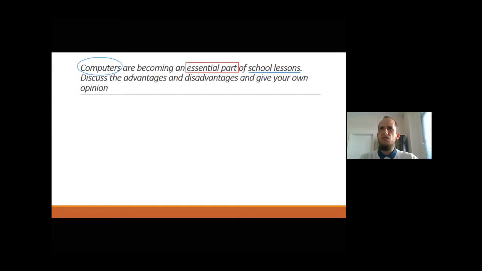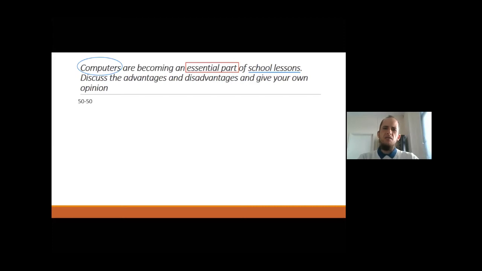And here we've been told to discuss both the advantages and the disadvantages. So I can see that many people are saying, yeah, we think it's good. But what we need to do is give a balanced view. We need to go 50-50 on this.